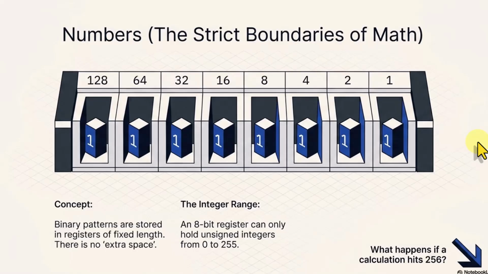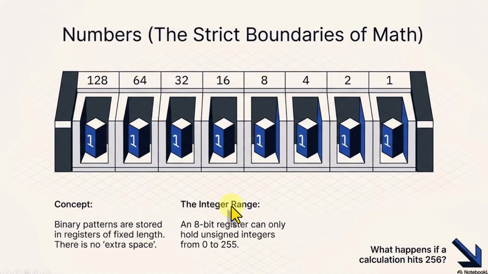Then let's talk about numbers, the strict boundaries of math. In IGCSE, mostly we use 8-bit registers, but computers can use more than that, 16 or 32 bits or 64 bits. But again, that is limited. We can go out of the boundaries. So binary patterns are stored in registers of fixed length. There is no extra space. So the problem is, if your number is more than the range of the register, then you will lose some bits, which will result in a wrong answer.